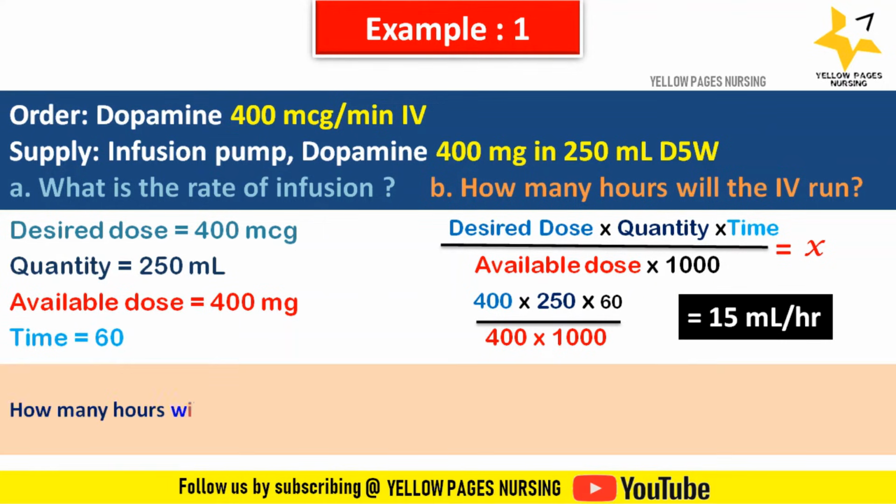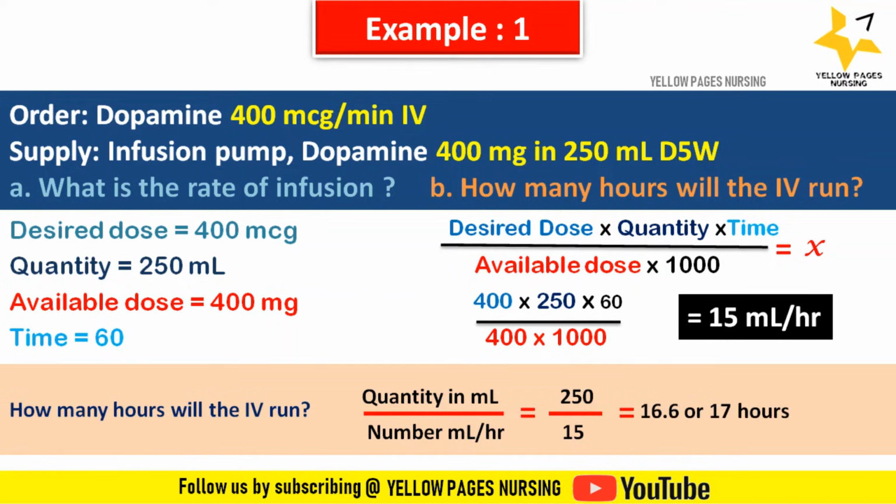How many hours will the IV run? The formula is quantity in ml divided by number ml per hour, which gives 250 divided by 15, which gives 16.6 or 17, and hence the IV runs totally for 17 hours.